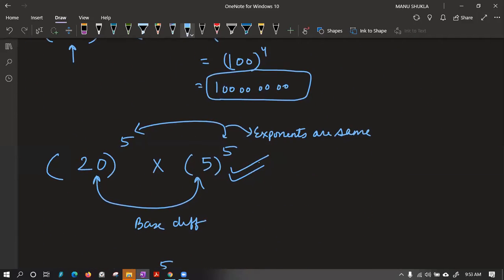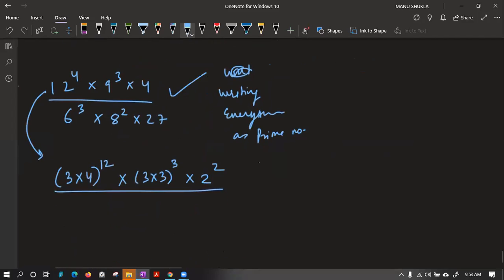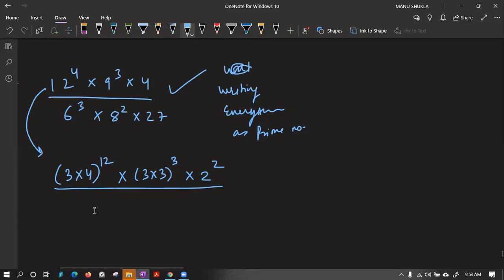Sir, how did you write 12 as exponent? One second. Yes, I have just written 12 as, sorry, this is wrong. It is not complete. It should be 3 into 2 into 2. Sorry, 2 into 2. Now it is correct.